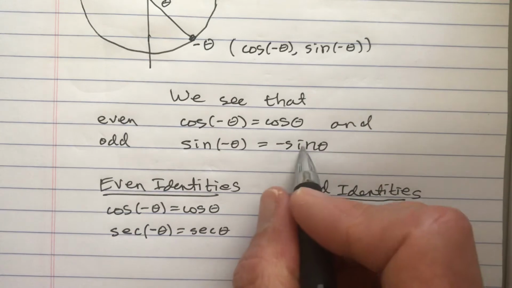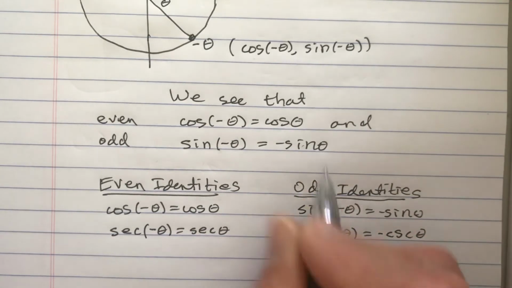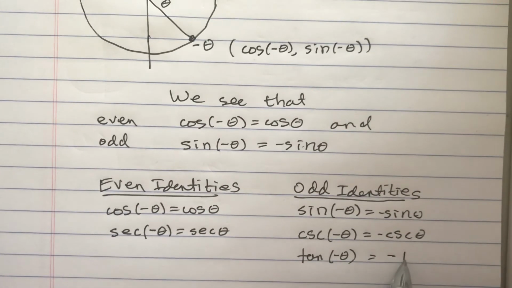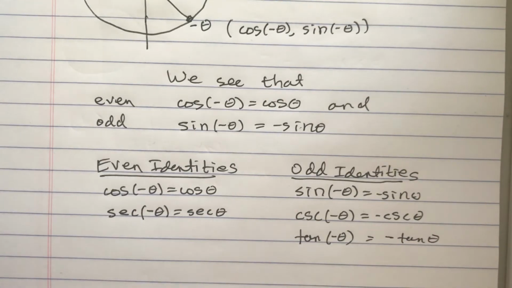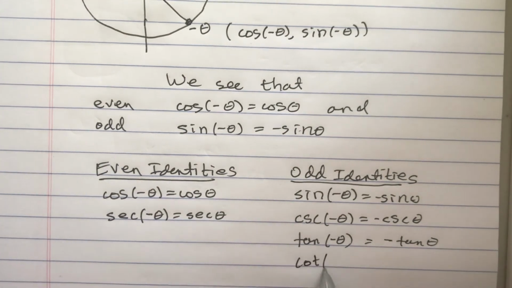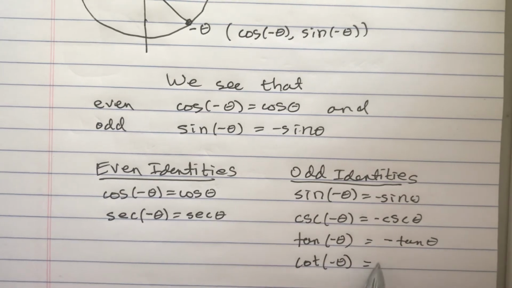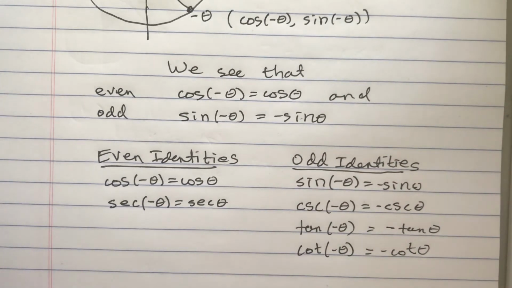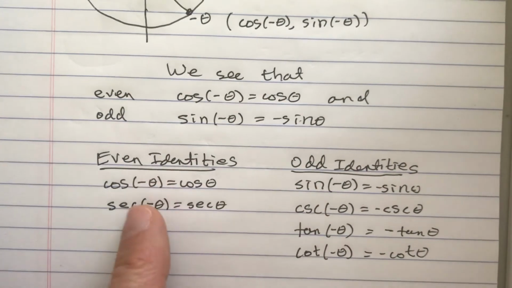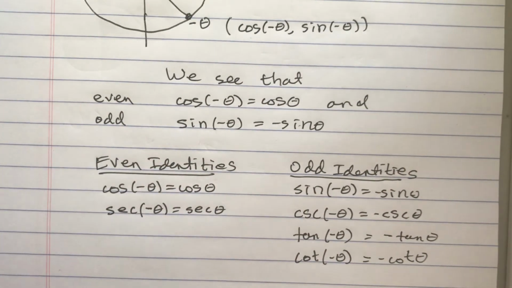Dividing over here, I get sine divided by cosine, which is tangent, and a negative divided by positive. So it turns out tangent's also an odd function. And then if you do the reciprocal of that, that's cotangent, and so that also is an odd function. So the only two even functions are cosine and secant.